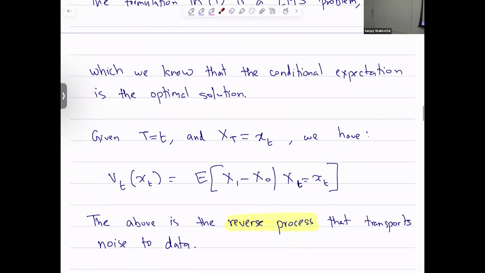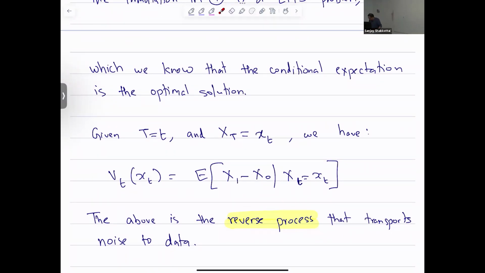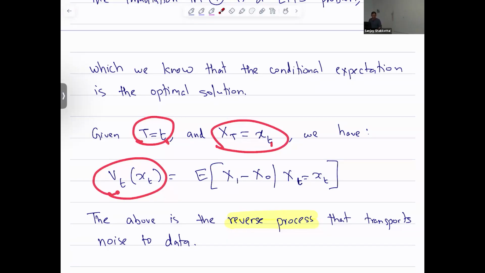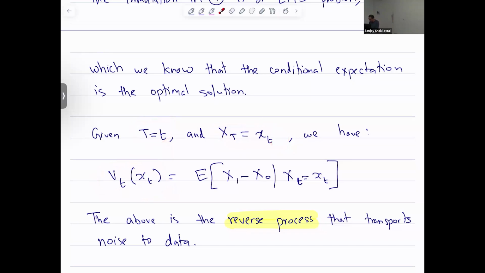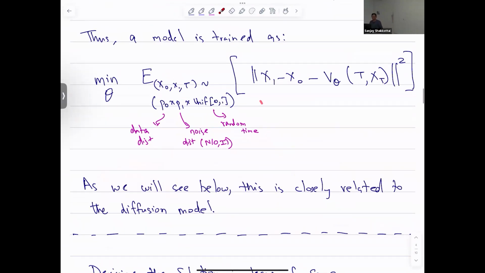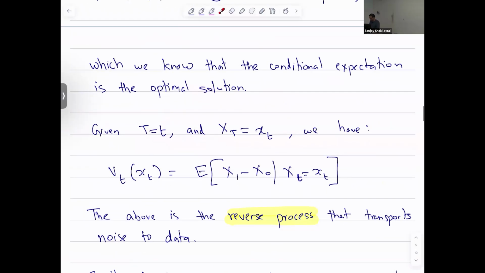Condition on capital T being little t, and Xt being little xt. This is the function you have. If you want to solve this, for a fixed capital T, this is an MMSE problem. Therefore, the optimal V theta should be the conditional expectation of x1 minus x0 given this thing. So that's all we've written here.